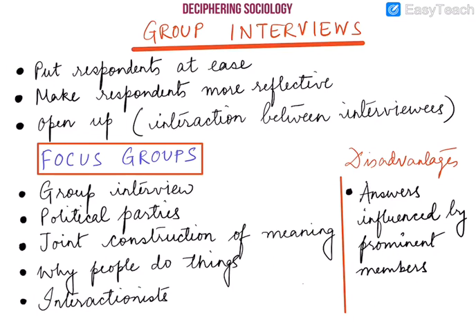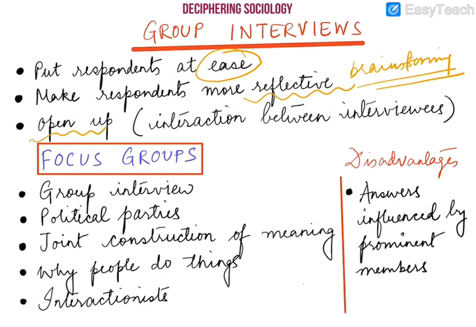Next comes group interviews. Group interviews are sometimes used to put respondents at ease or to make respondents more reflective, because they introspect along with kind of brainstorming along with other respondents. They are more likely to open up as a result of this interaction between the interviewers. A major type of group interview is focus group discussion or focus group interview. It is a type of group interview most often used by political parties.